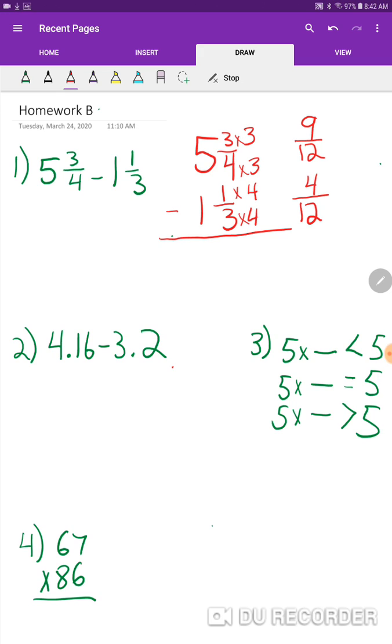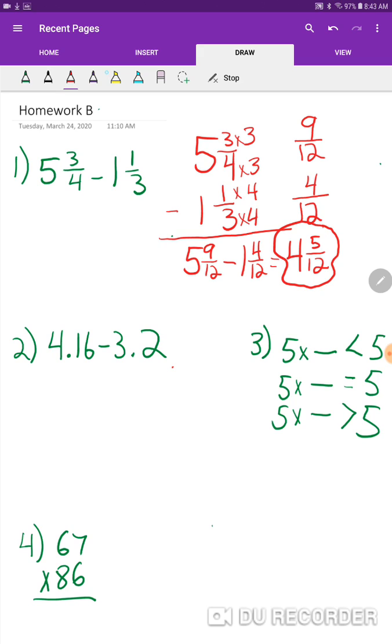Now, write it sideways, so we get 5 and 9/12. Take away this time, 1 and 4/12. 5 take away 1, the whole numbers, gets you 4. 9 minus 4 is 5, so 4 and 5/12. Please be checking your work from the day before. You should have a notebook or some kind of proof paper that you're keeping all of this in to stay organized, being a CEO of your own life.